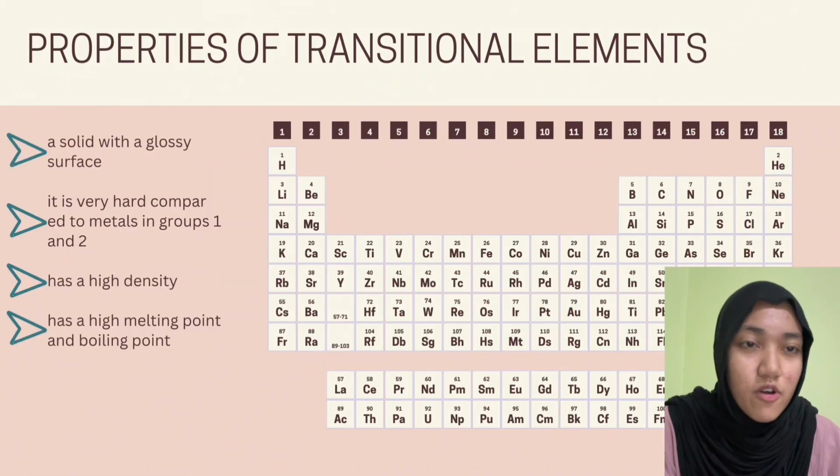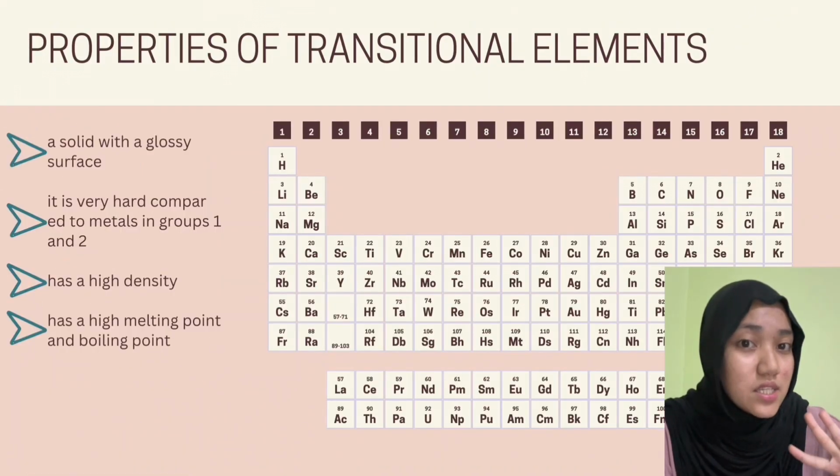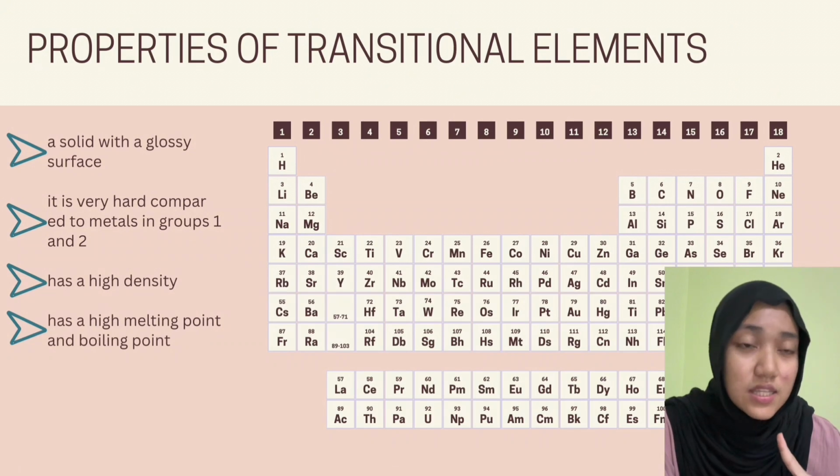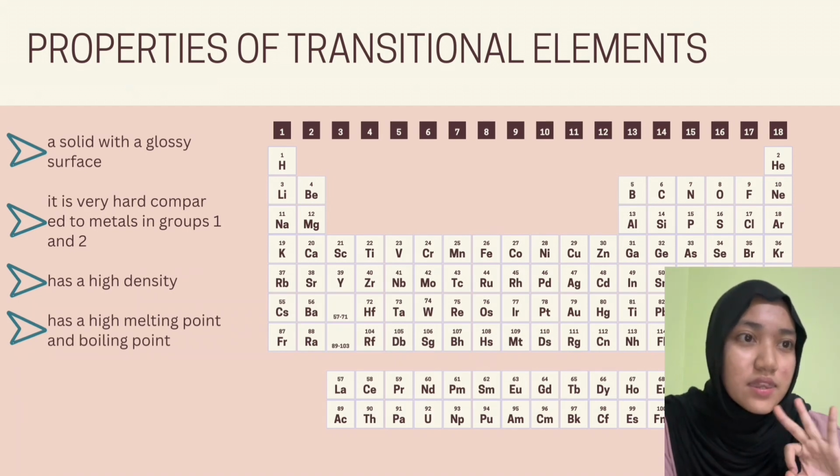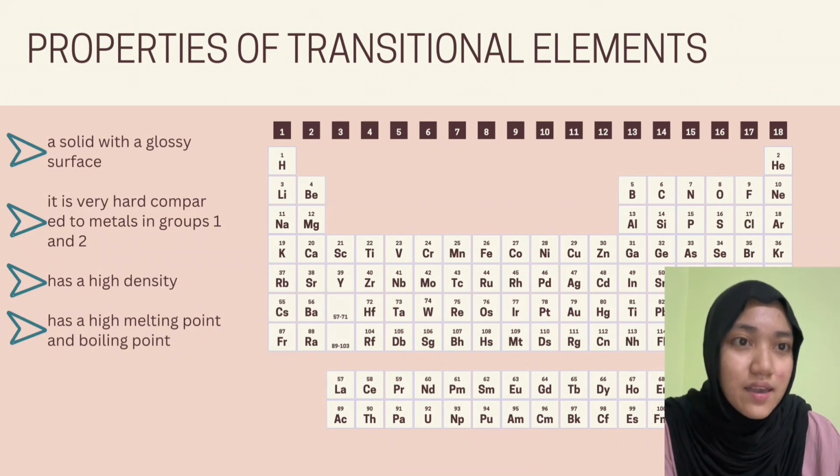Next, there are 4 important properties of transition elements. Firstly, transition elements are solids with a glossy surface. Then, they are very hard compared to metals in Group 1 and 2. Third, they have a high density. Lastly, they have a high melting point and boiling point.